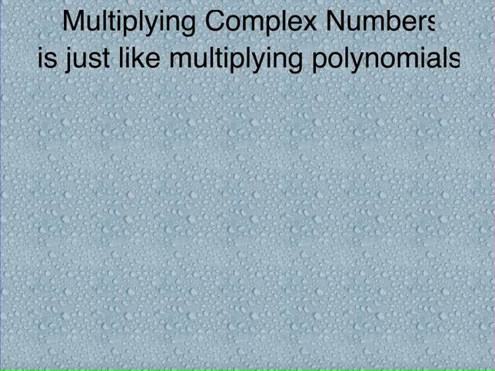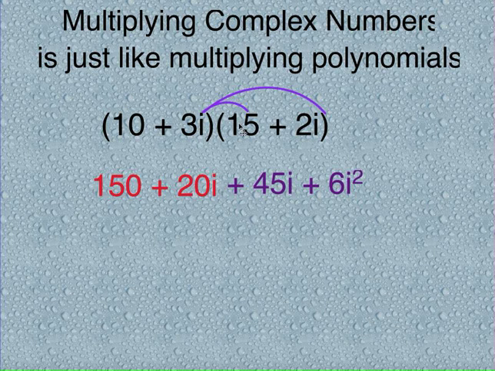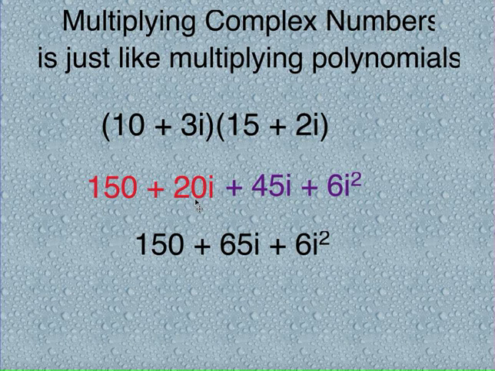Let's take a quick look at multiplication. Multiplying complex numbers, we're going to have to do some distribution. So let's multiply 10 plus 3i by 15 plus 2i. We distribute the 10: 150 plus 20i, distributing the 3i: 45i, and 6i squared when I multiply 3i times 2i. What we can do here is combine like terms. The 20i and the 45i combine to give me 65i total.